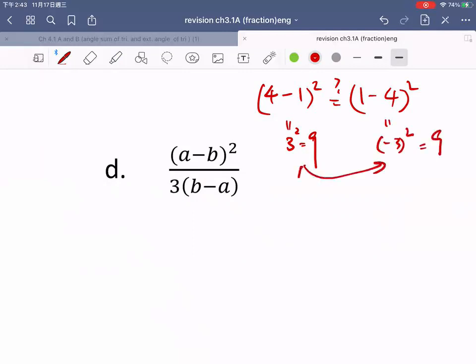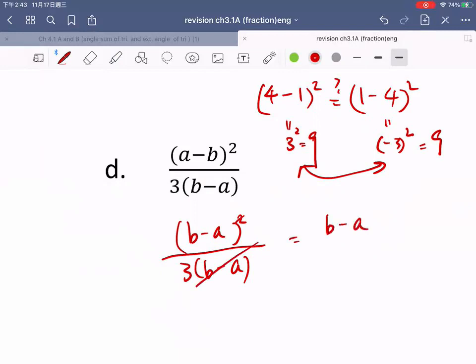So they're the same. So just like this one, a minus b squared is in fact b minus a squared. If you square it, a minus b squared is the same as b minus a squared. Why do we want to write it like this? Because we have b minus a in the denominator. So we can just cross out one b minus a. So your answer is b minus a over 3. That's it.